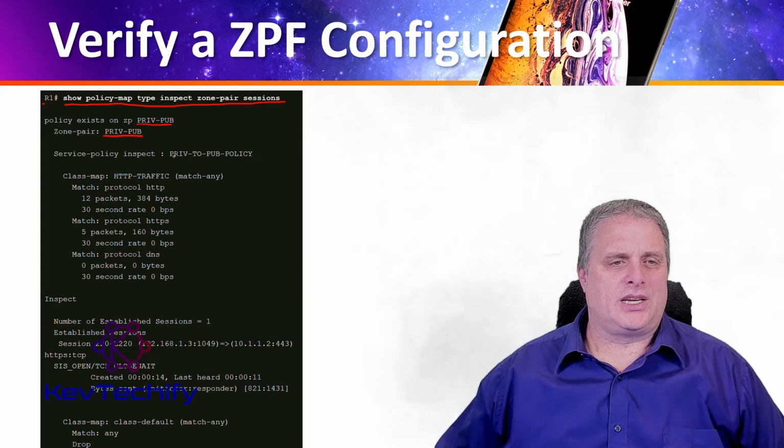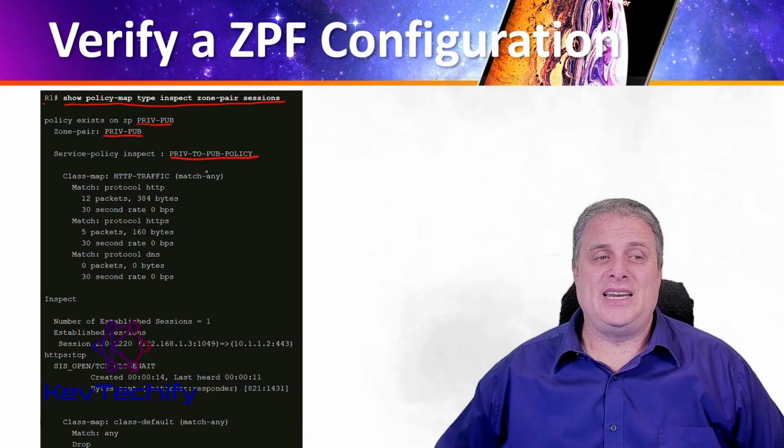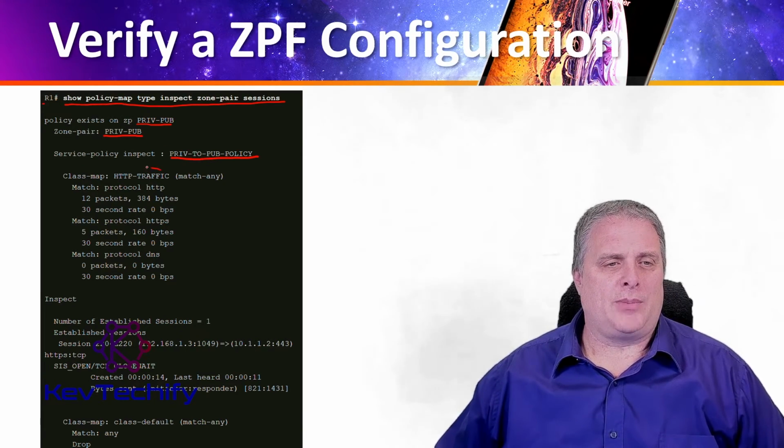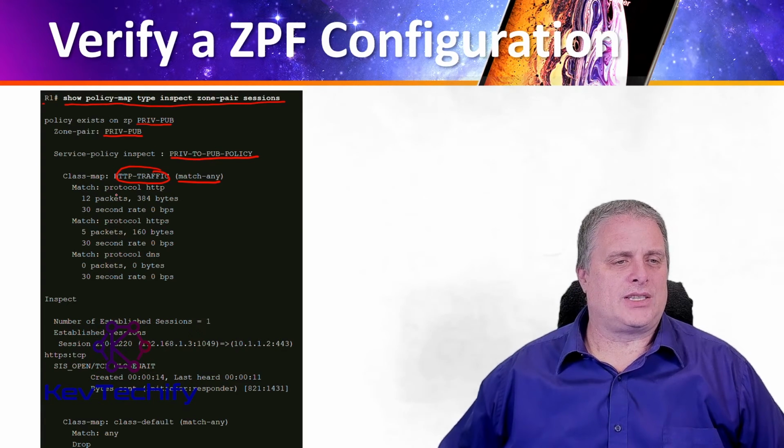The service policy here was private to public policy. Notice the naming convention. They're very similar, but we have the policy at the end of it to differentiate the name. Plus, they're in all caps, so it's a little bit easier to read. Then we have our class map of HTTP traffic saying that we have match any, so we can match any of these down here, any of these matches, to have it process the traffic.